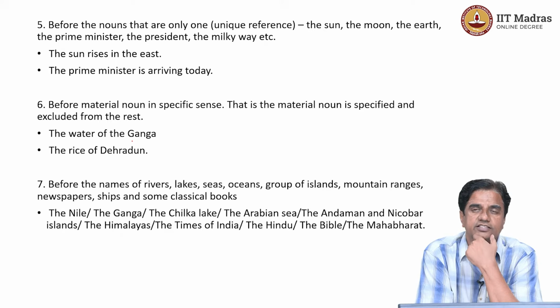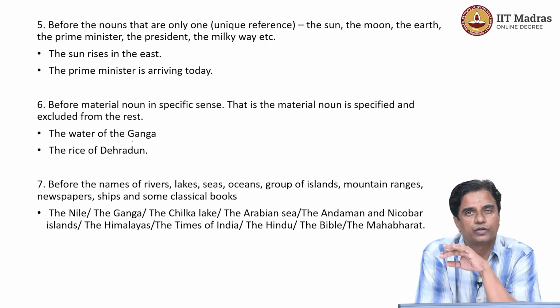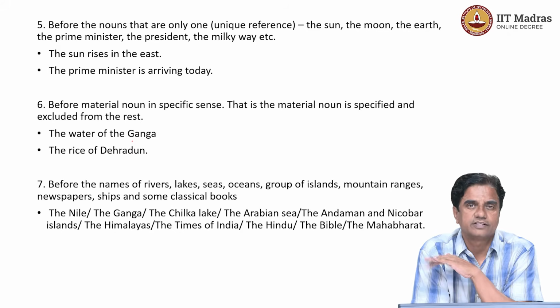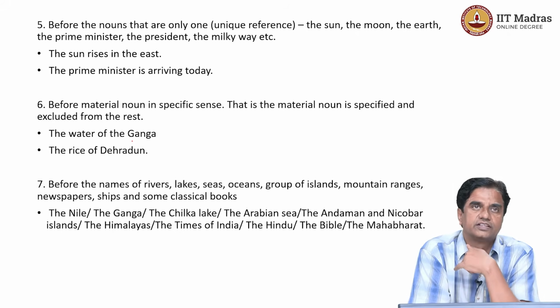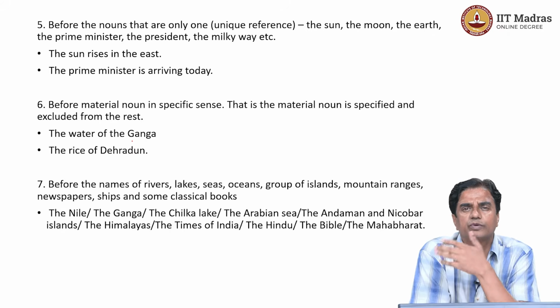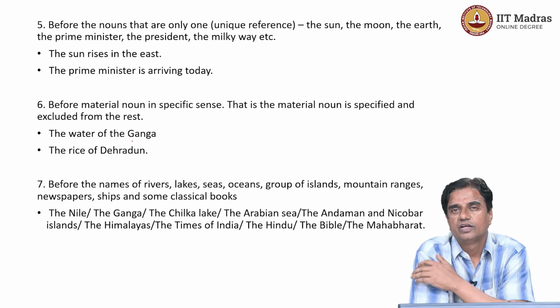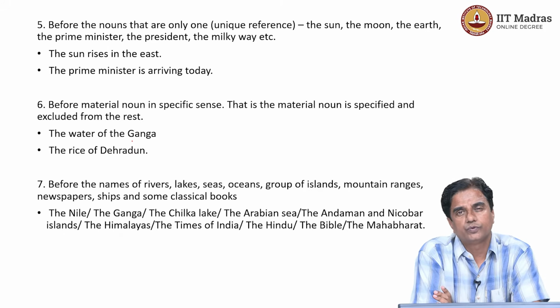So we say the sun rises in the east. Look at this sentence. We are using definite article twice. The sun rises in the east. Both have unique reference. The sun and east. The prime minister is arriving today. So when we are referring to the prime minister, it's a unique position. It doesn't happen that there is another person known. It never happens that there are multiple people as prime ministers. So we say the prime minister is arriving today. And wherever you have a unique reference, you can use definite article.